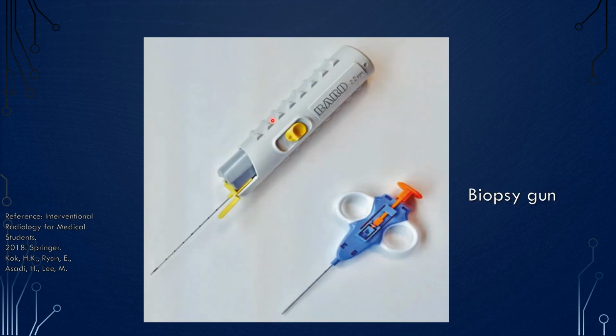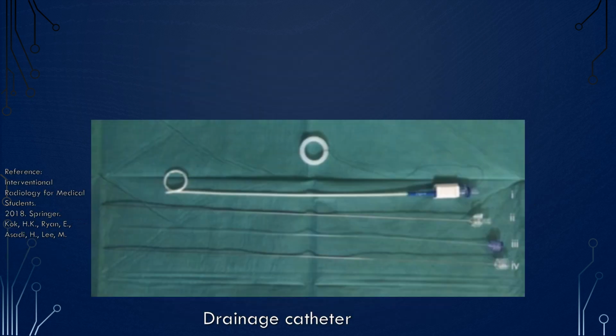This is a biopsy gun, similar to what we showed earlier on. So when it's armed, the interventional radiologist reaches the target area and then fires it using a trigger mechanism. This is a similar gun that's a semi-automatic. It just gives a different advantage in comparison to the automatic gun. These are drainage catheters for abscess drainage, for example, or ascitic or pleural fluid drainage.